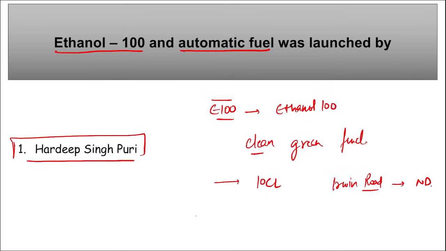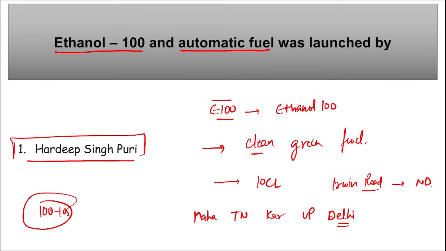Then this E100 will be made available to more than 183 retail outlets across 5 states, that is Maharashtra, Tamil Nadu, Karnataka, UP and Delhi. Correct. And this E100 fuel is expected to transform the transportation sector and reduce the fossil fuel dependency. As we said, this is also a clean green fuel. This E100 or ethanol 100, this is a cleaner alternative to gasoline, and it emits fewer greenhouse gases and pollutants as compared to that of other, and it keeps the air clean. The octane rating here is between 100 to 105.